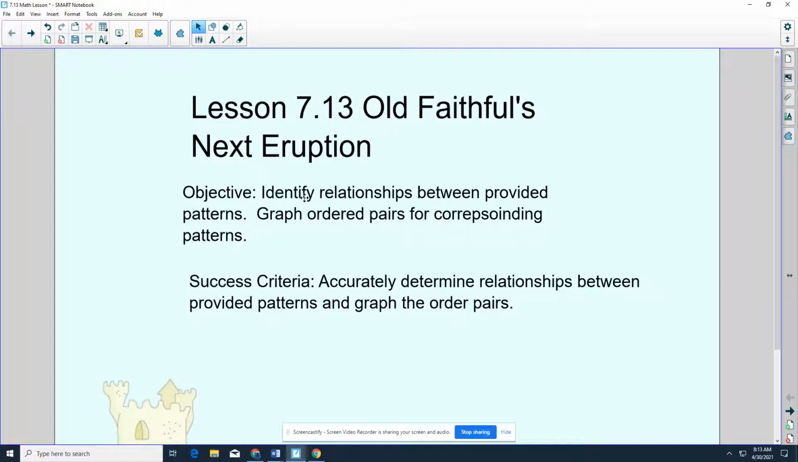All right, today we're going to work on lesson 713, Old Faithful's Next Eruption. So our objective for this lesson is to identify relationships between provided patterns. So in this case, it's going to be some in and out tables. We're going to graph ordered pairs for corresponding patterns. Our success criteria, we're going to accurately determine the relationships between provided patterns and graph the ordered pairs.